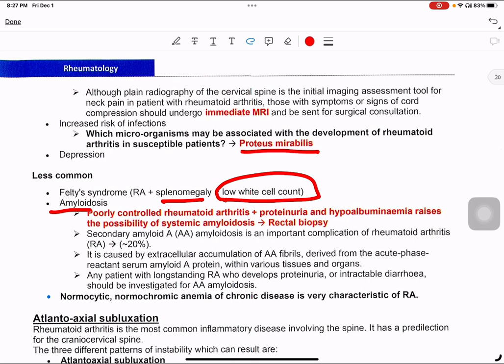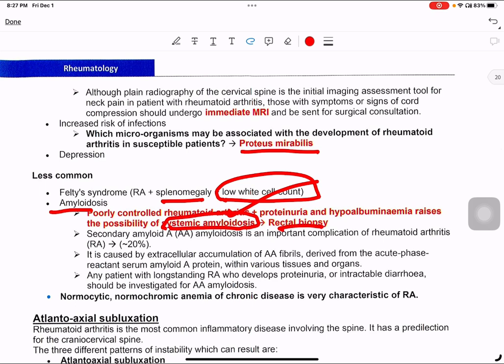So sometimes they develop amyloidosis, and amyloidosis leads to nephrotic syndrome, and ultimately that can lead to fluid overload in the body, and it can lead to systemic amyloidosis also. So how can it be diagnosed? Rectal biopsy can diagnose a case of systemic amyloidosis.